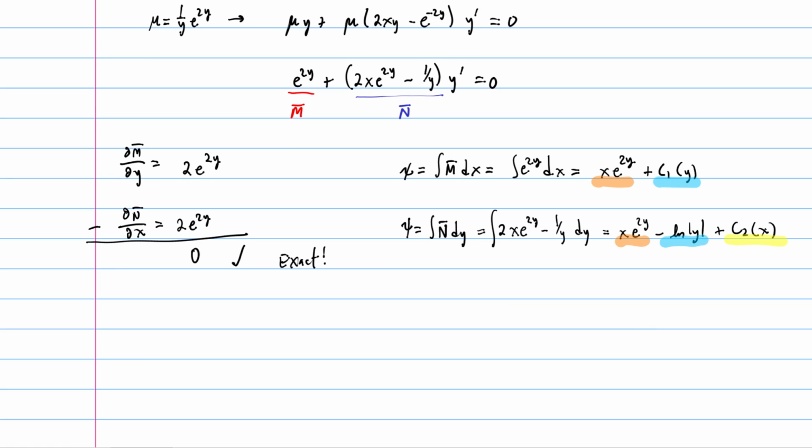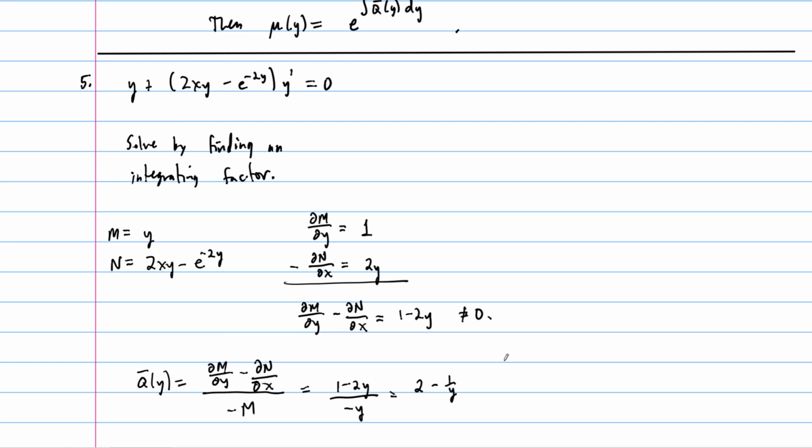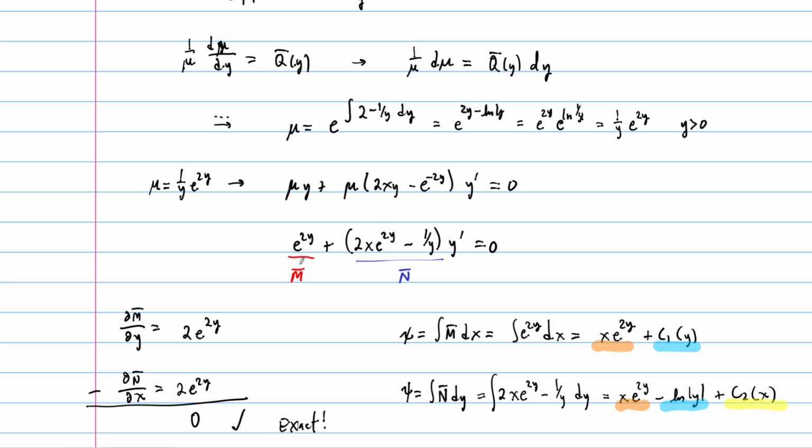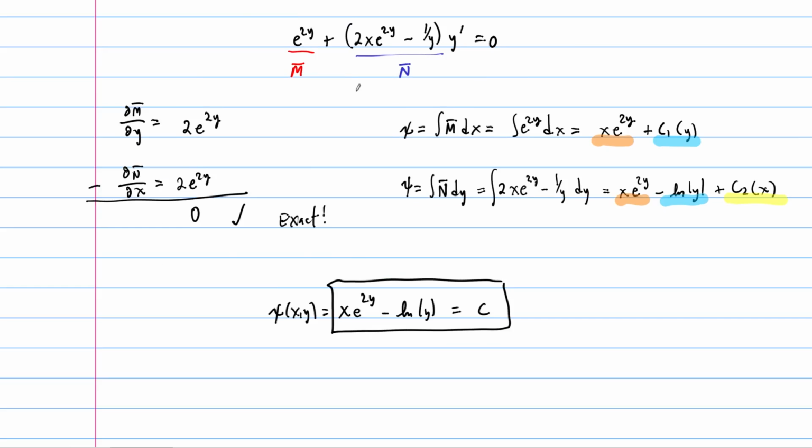And so our solution, after all this work, right, is that psi of x, y is equal to, just take the parts we need, x e to the 2y minus natural log of y, and this is going to equal our constant. All right, so this is an implicit function for y. We could rearrange to solve this one. Well, no, we can't because we have e to the 2y here. So this one has got to stay as an implicit function of y, and it solves not only the differential equation that we made by using our integrating factor, but it solves the original equation as well, right? So it solves this original equation, this implicit function of y.